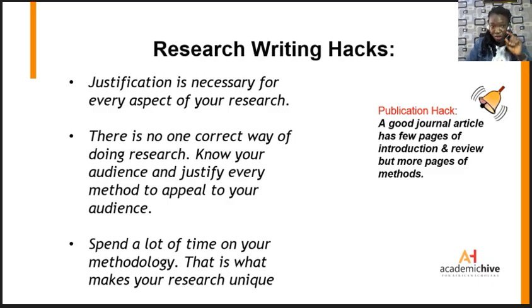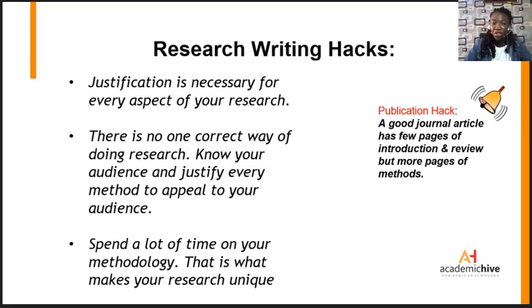The second hack you should know is that there is no one correct way of doing research. As you can see, we have already shown you the different types of research papers. You can choose to do an opinion study. You can choose to do a proposal. You can choose to do a systematic review. It all depends on the audience you want to address. But what you should do is always justify every method you decide to use for your research, and justify it in such a way that it appeals to your audience.